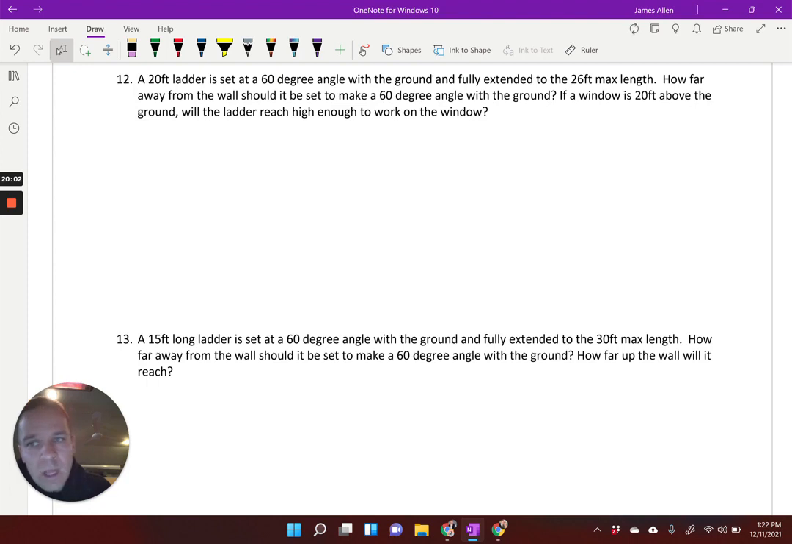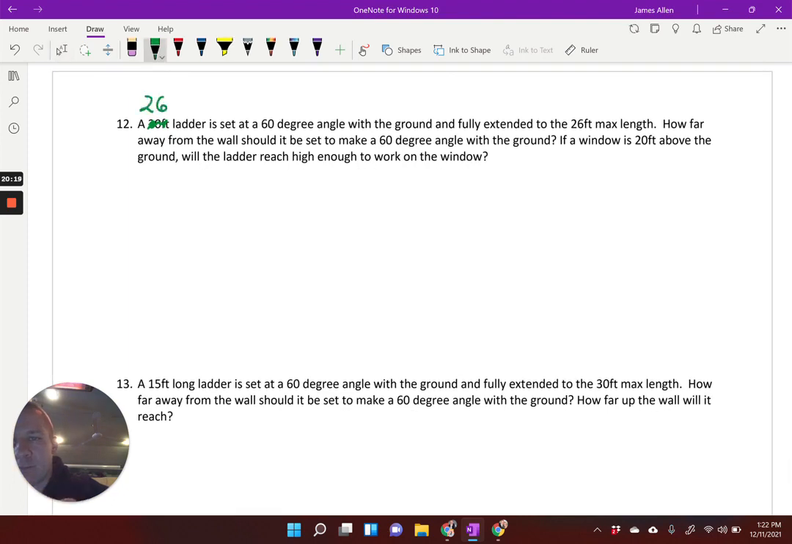Almost done. Okay. A 20-foot ladder is set at a 60-degree angle with the ground and fully extended to the 26-foot max. Wait, that doesn't make sense. Let's change that to a 26-foot ladder. I'm going to have to fix that. Okay. So how far away from the wall should it be to make a 60-degree angle with the ground? If a window is 20 feet above the ground, will the ladder reach high enough to work on the window? Okay, because it's going to be at an angle, so it's not going to reach a full 26 feet, right? It's going to be a little less than that if you're thinking logically.